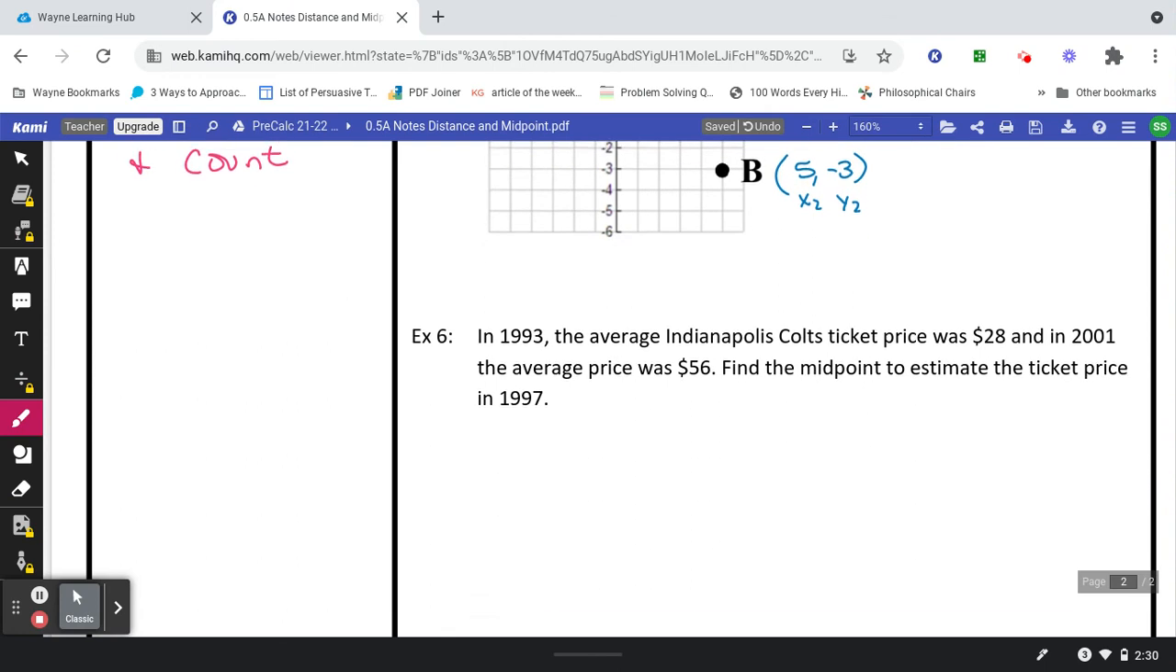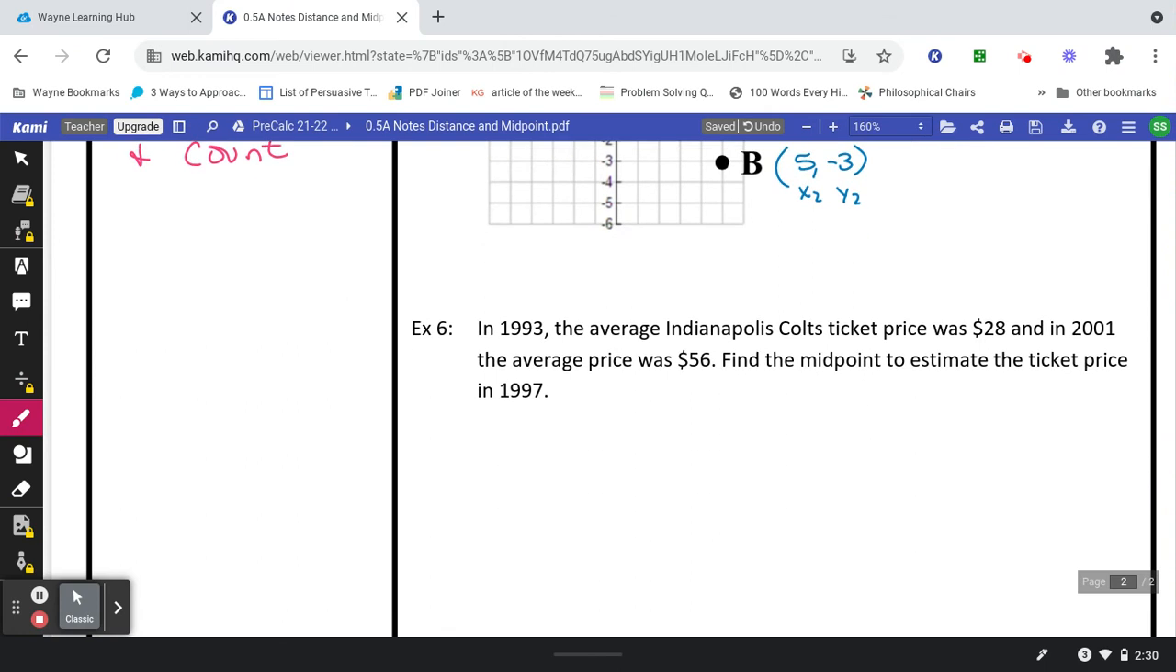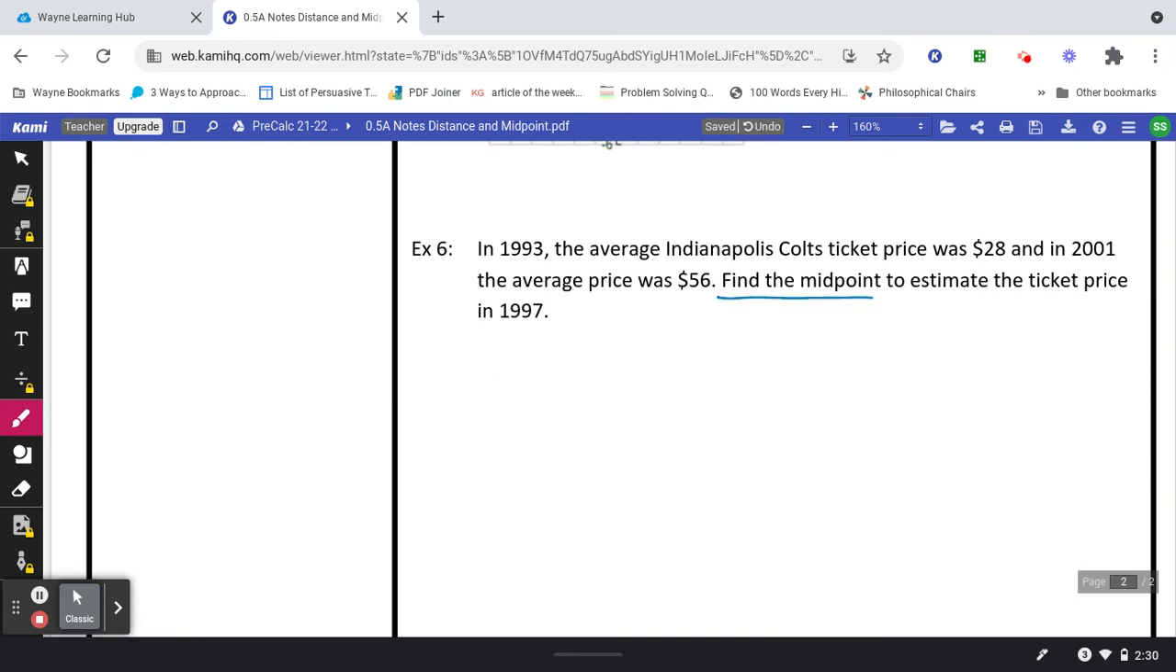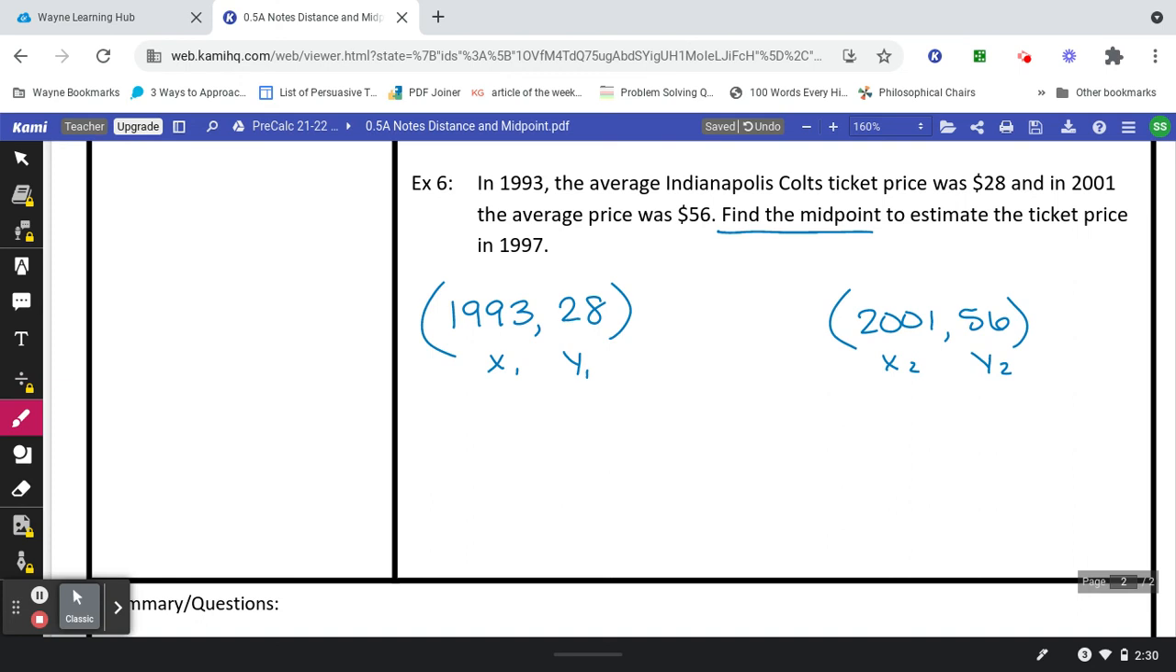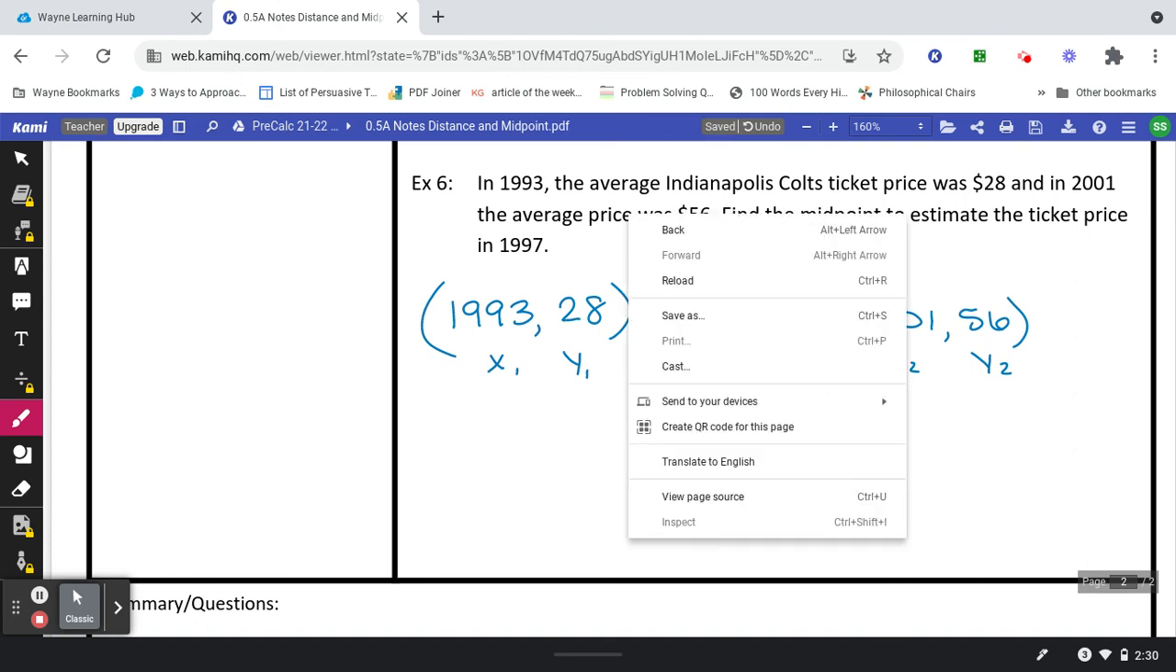All right, example number 6 is talking about Indianapolis Colts tickets and their price. So it does ask us to find the midpoint to estimate the ticket price in 1997. So at the beginning, we have 1993, and that's paired up with $28. That's going to be like our x1 and y1. And then we'll have 2001 and 56. That'll be our x2 and y2. We're not going to be able to graph this, so I'm just going to do this using the regular midpoint formula.